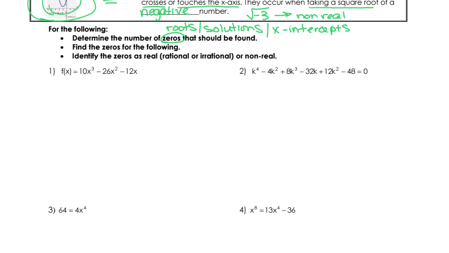Determine the number of zeros that should be found. So right here, this highest exponent of 3 tells me that there's going to be 3 zeros. In fact, if I come down to number 2, this highest exponent of 4 tells me that this one's going to have 4 zeros. And if I scroll down here to look, the highest exponent of 4 here means that there's going to be 4 zeros or roots. And this one here with the 8 tells me that it's going to have 8 zeros. That's a lot.